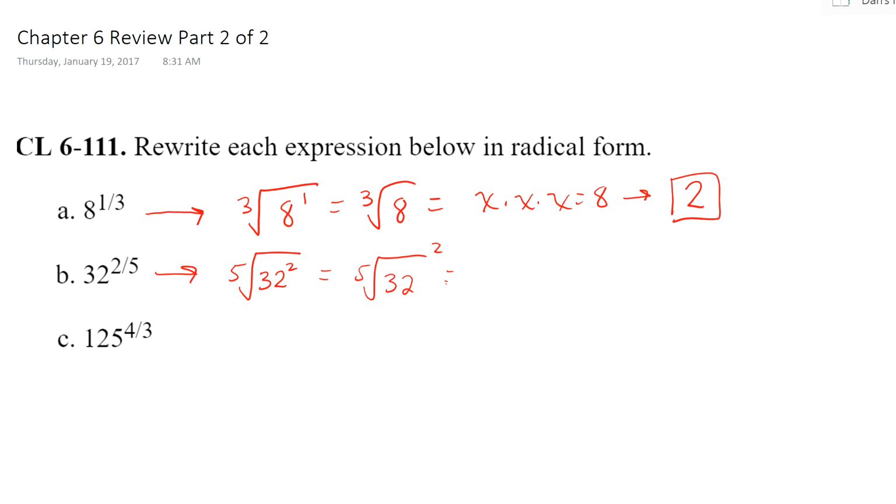Well, 1 doesn't work. 1 times itself 5 times is just 1. 2 times 2 is 4. 4 times 2 is 8. 8 times 2 is 16. 16 times 2 is 32. So it's, again, 2. But we got to square it still. So the answer is 4.